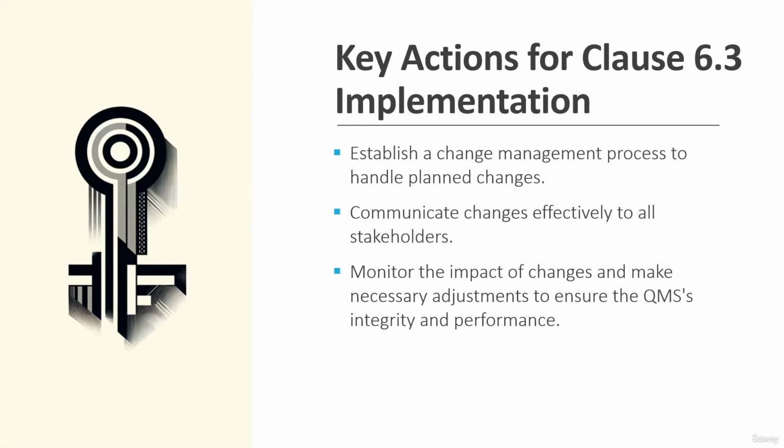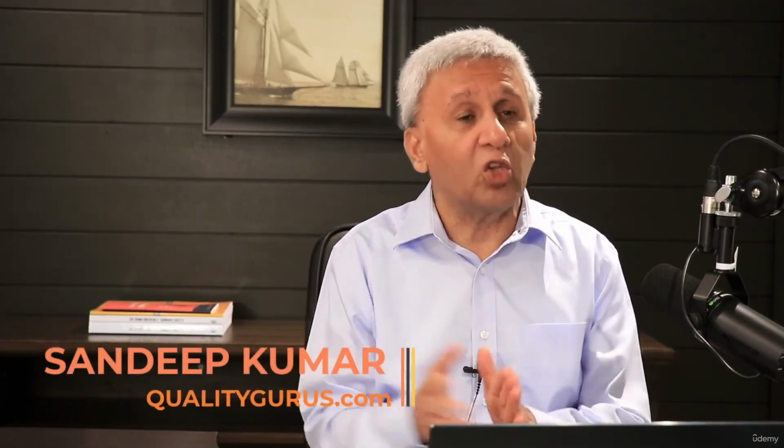So this is clause number 6.3, and once again here we are talking about changes related to the quality management system. We will be covering later on in clause number 8 changes related to, let's say, design and development, changes related to the production. So those aspects related to operational changes will be covered in clause number 8. But in 6.3 here we are only talking about changes related to the quality management system. So this completes our discussion on clause number 6, which is planning.